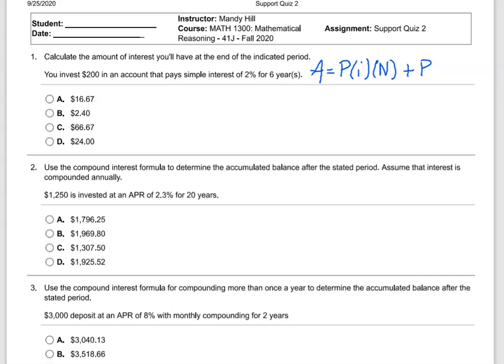Principal is what you put in the bank, right? I is your interest. And on these formulas, you always put interest as a decimal, never as a percent. N here is the number of years in simple interest, and then we're supposed to add back on our principal.